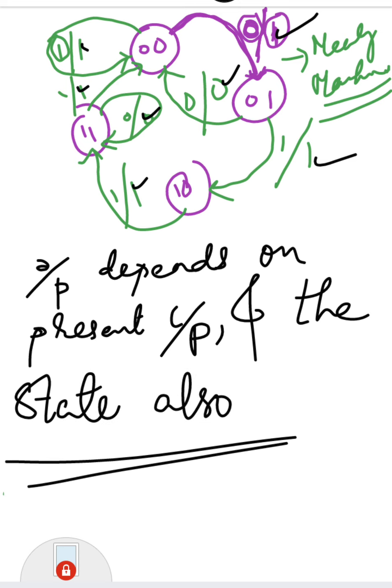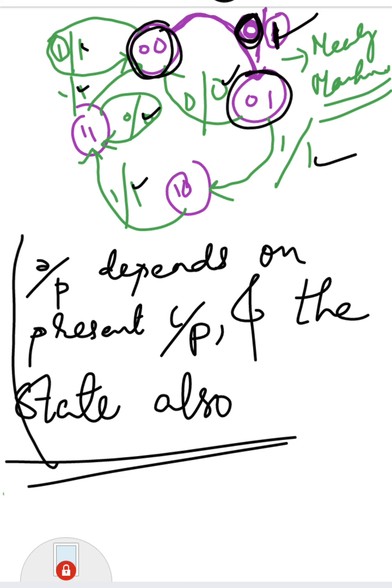The output, this value of output depends on the present input, that is this 0, and at the same time the state also. It is dependent on the states. So this is the method to write in a Mealy machine. Output depends on the present input and the present state.